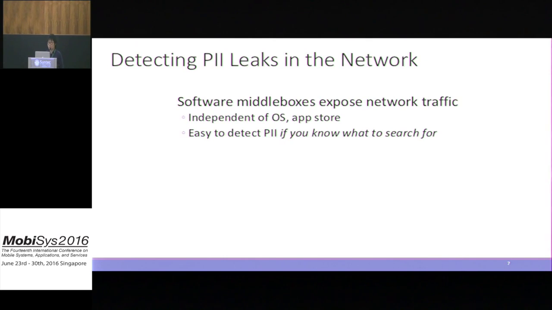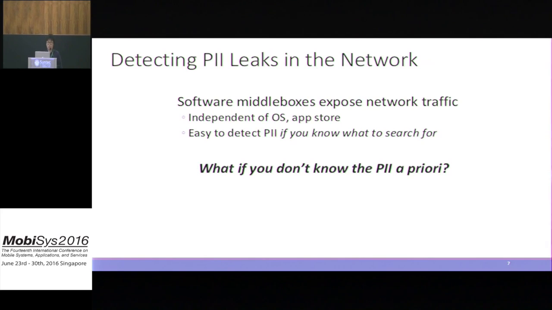Okay, so VPN gives us access to the network traffic. And this allows us to detect PII as we've done in our initial study. It's independent of any OS or app store. And another advantage is that it's trivially easy to detect the PII if you know what to search for. However, we don't generally know users' PII, and it's not reasonable to ask them to provide it. And in some cases, they won't even know this information, for example, the IMEI number.